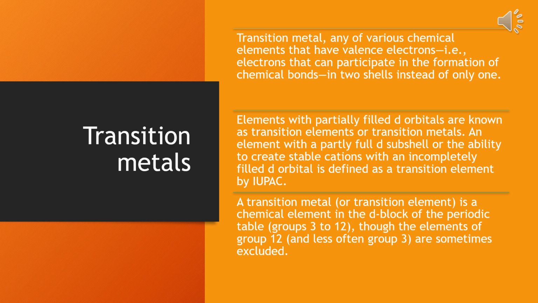An element with a partly full d subshell or the ability to create stable cations with an incompletely filled d orbital is defined as a transition element by IUPAC. A transition metal, or transition element, is a chemical element in the d block of the periodic table, groups 3 to 12, though the elements of group 12, and less often group 3, are sometimes excluded.